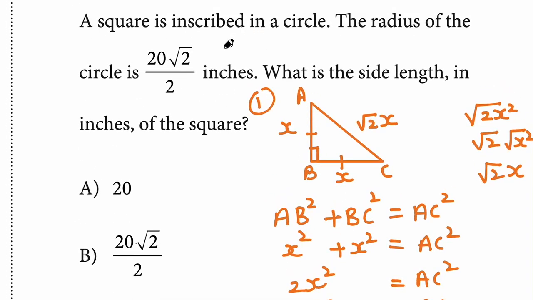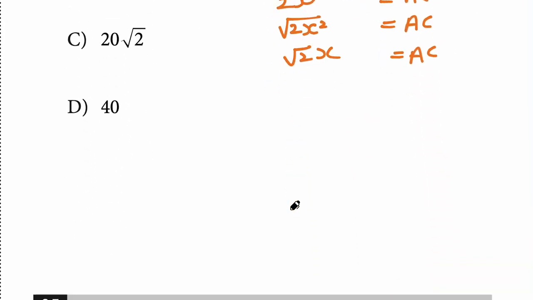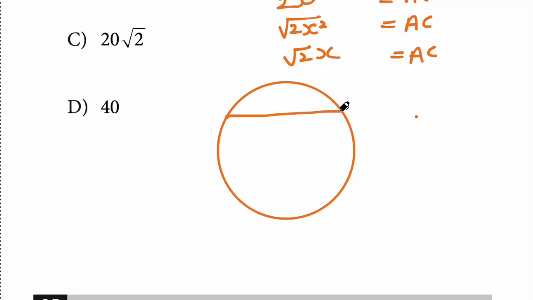A square is inscribed in a circle. The radius of the circle is 20 root 2 by 2 inches. What is the side length in inches of the square? Now, if I take this situation and draw it as a figure, this is a circle, right? And a square is inscribed in it.